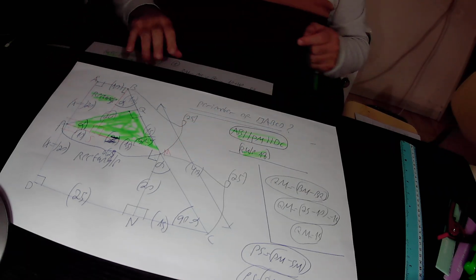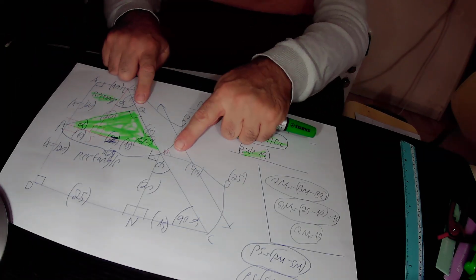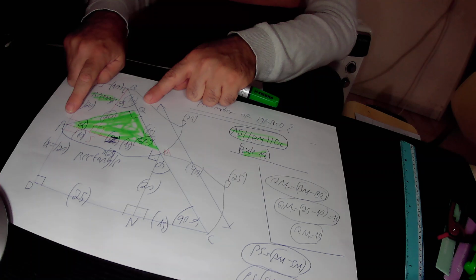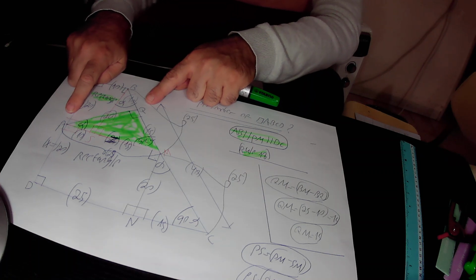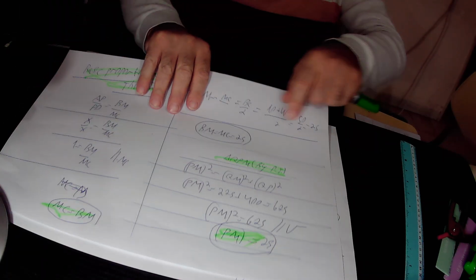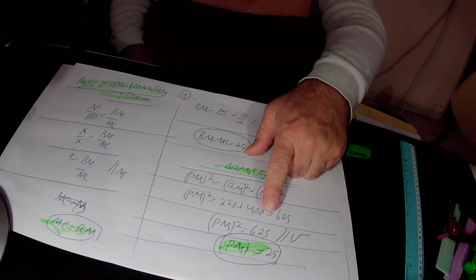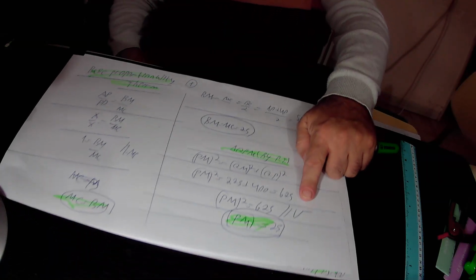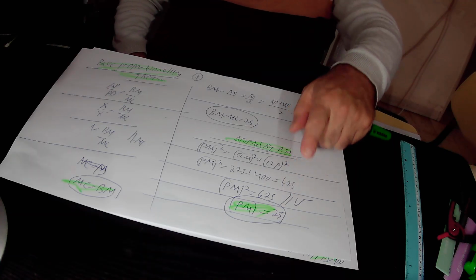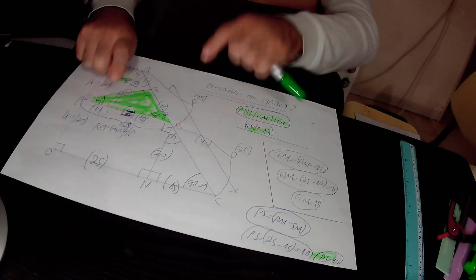PM is the missing side, so PM squared equals QM squared, plus QP squared. QM is 15, so QM squared is 15 squared, that is 225. QP is 20, so QP squared is 20 squared, that is 400. So PM squared equals 225 plus 400, that is 625. Taking the square root, the hypotenuse PM equals the square root of 625, that is 25 units in length.